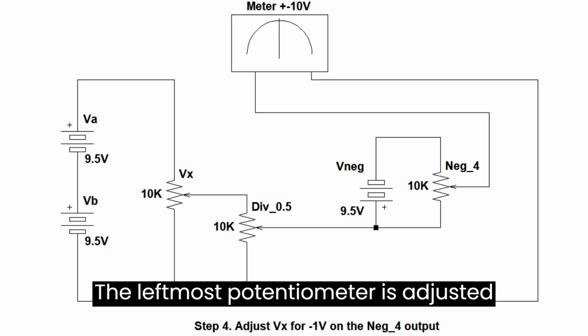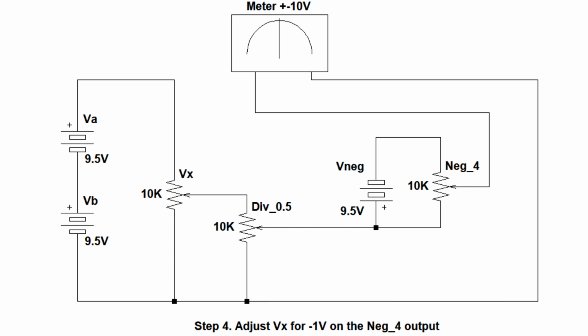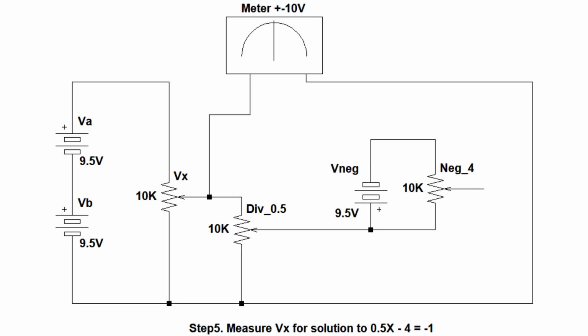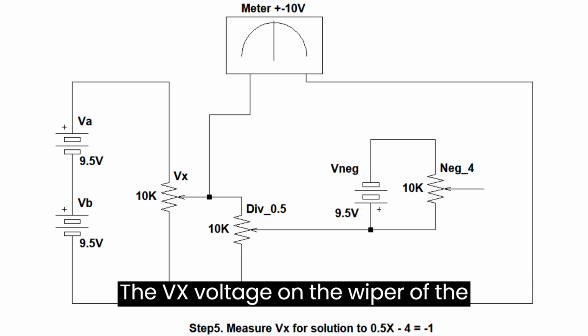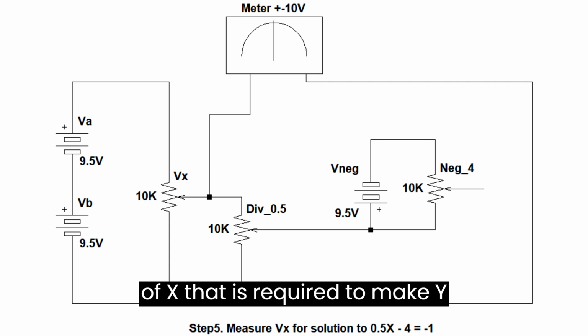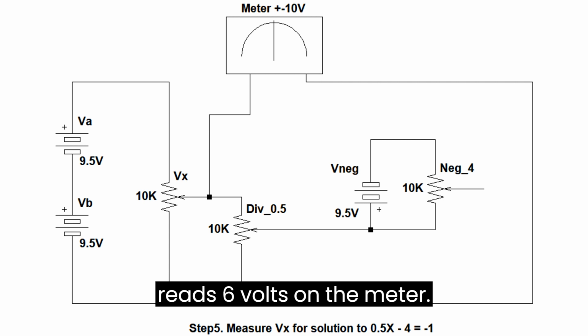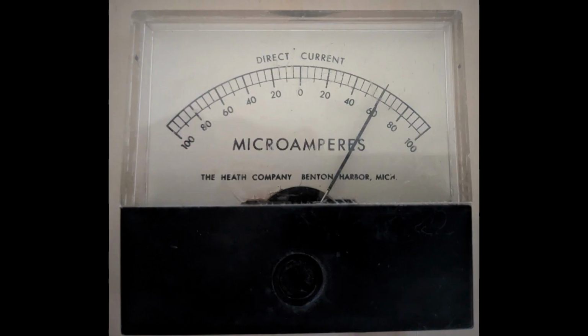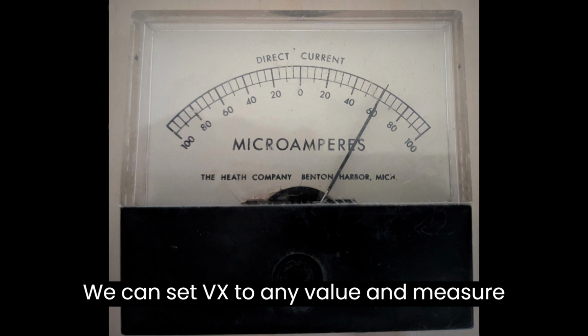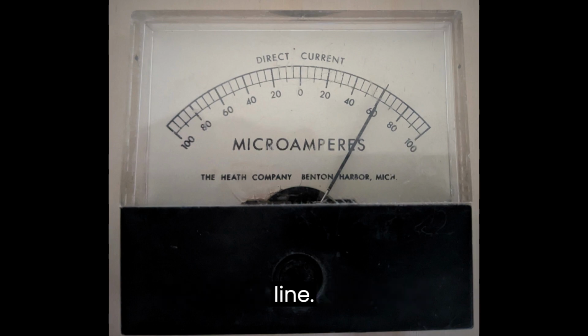The leftmost potentiometer is adjusted until the Y output reads -1 volt. The Vx voltage on the wiper of the leftmost potentiometer is the value of x that is required to make y equal to -1. It reads 6 volts on the meter. We can set Vx to any value and measure y to obtain xy pairs for the line.